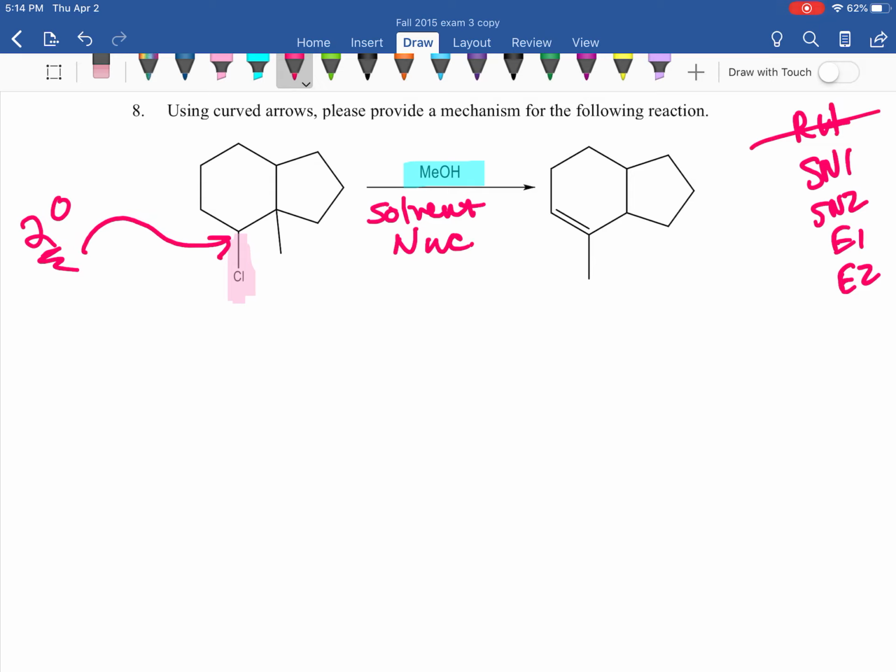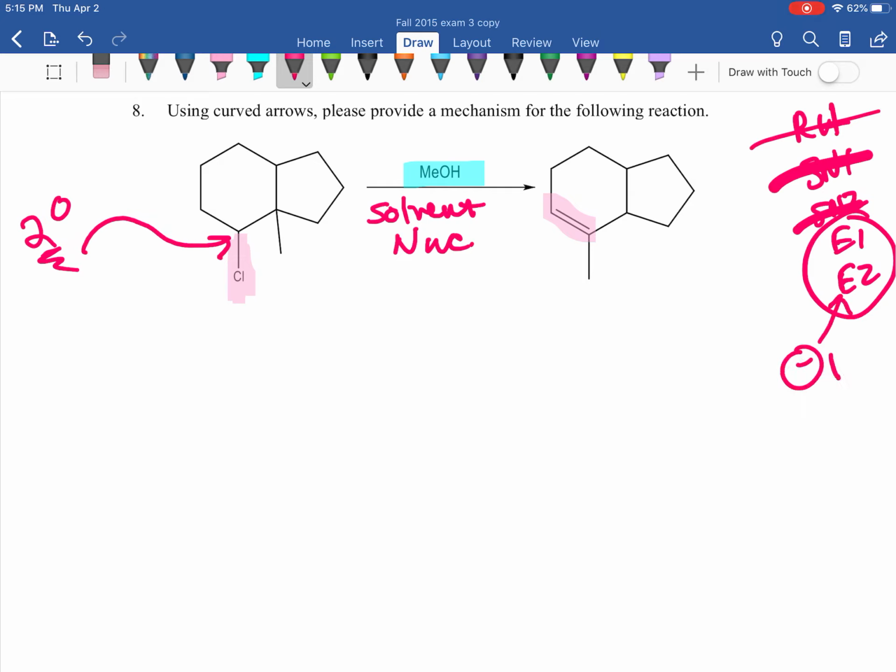Did we substitute anything? Does OMe end up anywhere in our product? No, but we formed a double bond, so that means we cross out the S's and we keep the E's. Now we have to figure out, is it an E1 or an E2? And how do we distinguish between the two of them?